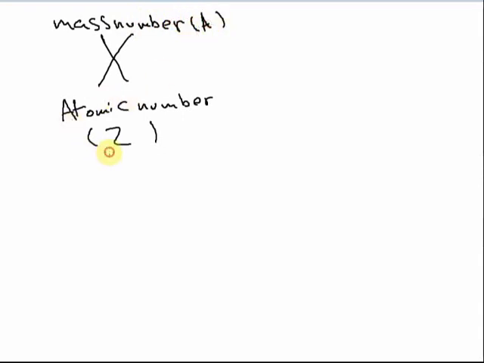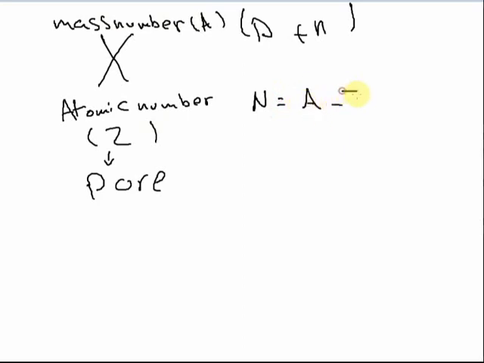The atomic number is the number of protons or electrons, while the number of protons equals the number of electrons. Okay, and the mass number is the sum of protons plus neutrons. So the number of neutrons can be calculated from the mass number minus atomic number. So N, the number of neutrons, equals A minus Z.